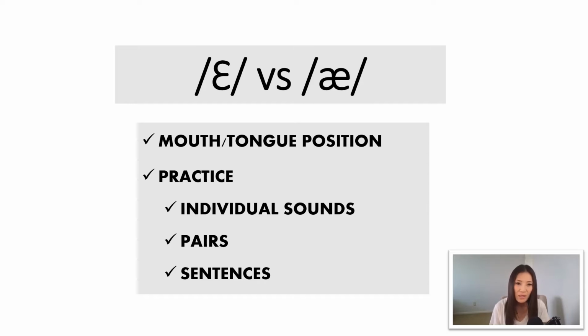We're going to briefly talk about your mouth and tongue positions to produce these sounds, and then we'll practice them first individually. So we'll have a short list of words that have the epsilon e sound. We'll have a short list of words that have the ash a sound, and then we're going to look at them side by side to compare the words with the only difference between these two sounds. And then we'll also practice using them embedded in sentences so that we can practice using these words and sounds more naturally.